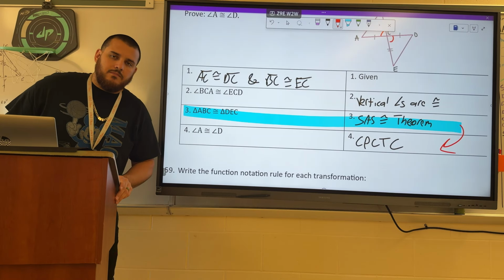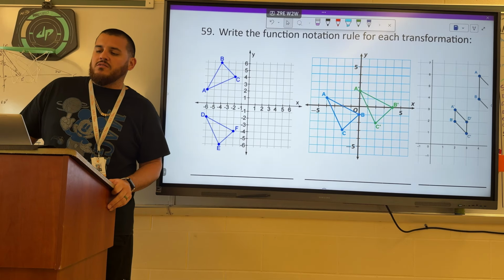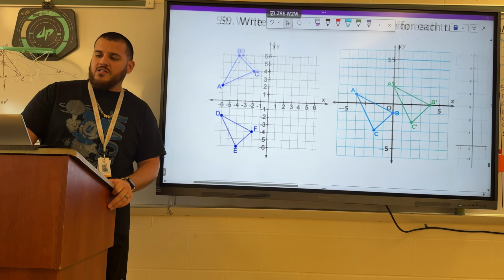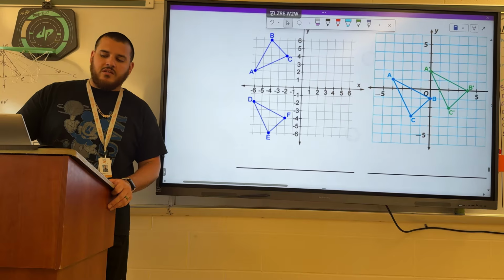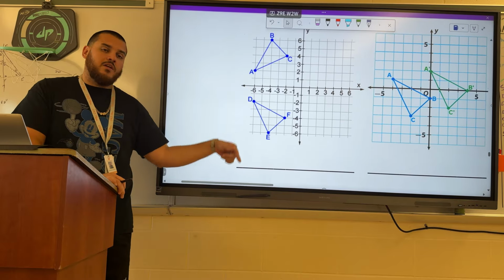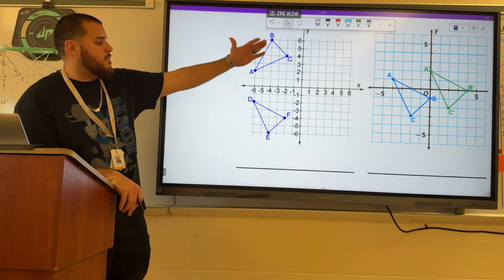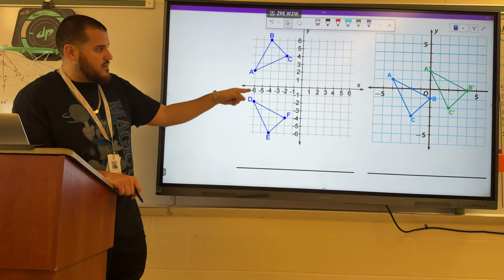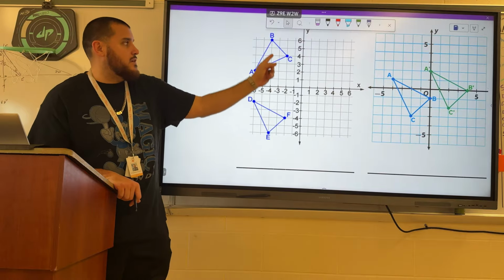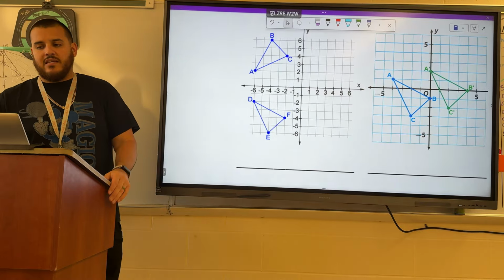All right, in example 59, we're writing a bunch of function notation rules for transformations that happen on our graph. It'd be a little bit nicer if we had prime points on this first one. We're going to assume that this is a reflection that has occurred over the x-axis. So you can see all these points flip the same distance over this line. A is 2 away, D is 2 away, C is 4 away, so is F, B is 6 away, so is E. So this is a reflection over the x-axis.